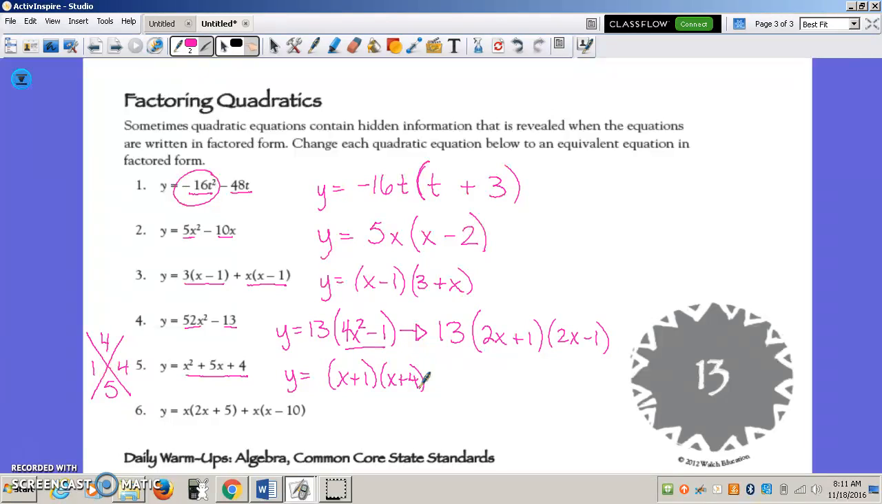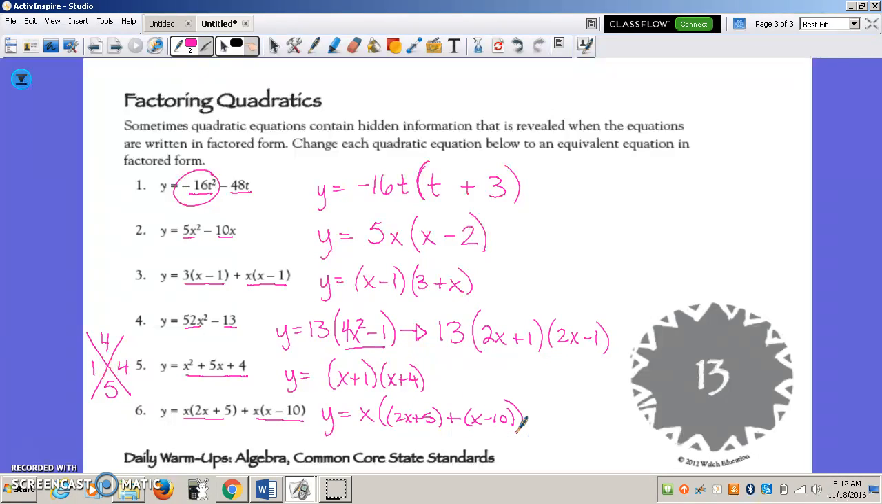Lastly, we have number 6. Number 6 is going to look a little bit like number 3. We're going to do one more step beyond it, but we've got this. Both terms have an x in them, so I'm going to factor that x out of it, leaving me with 2x plus 5 after I take this x away. Plus, this x went away. All I have left then is x minus 10.